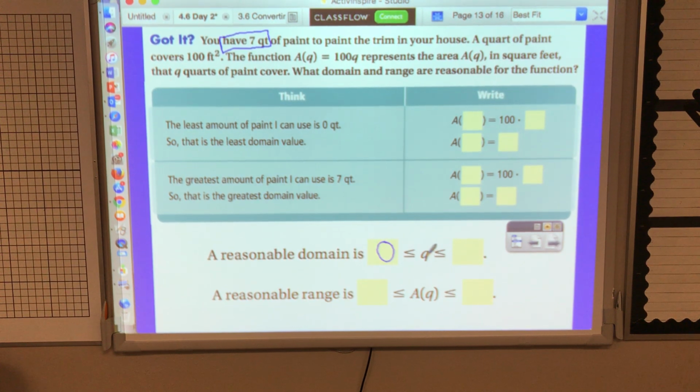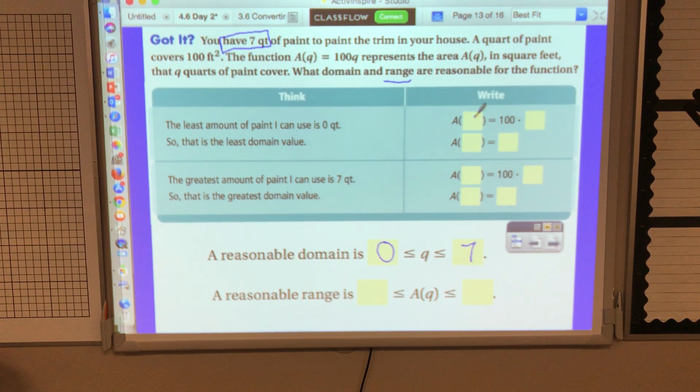So what that means is our domain is going to look like this. Q is in the middle. It can be between 0 and 7, and it can be those amounts, so it's or equal to. So 0 is less than or equal to Q, which is less than or equal to 7. Anytime it's between 2 numbers, you're writing that AND statement. So that's your domain.